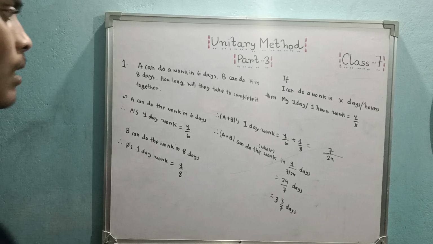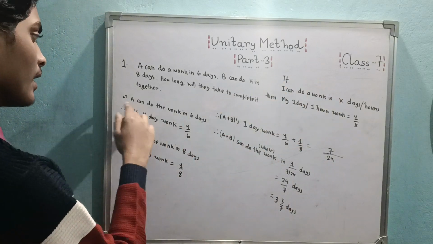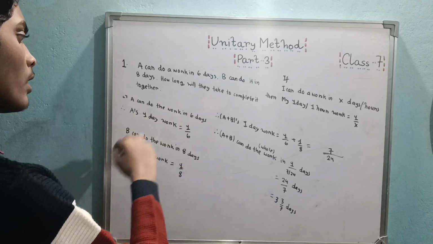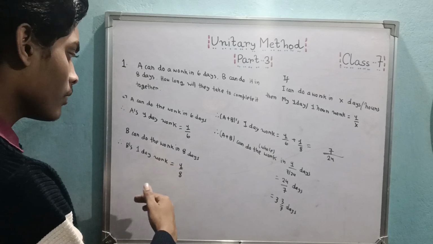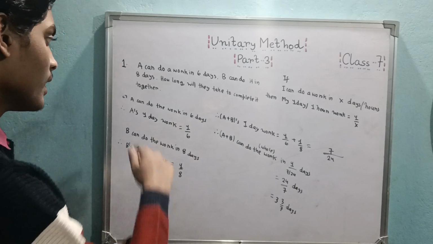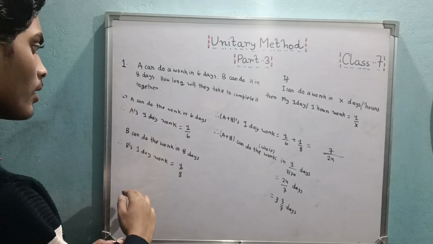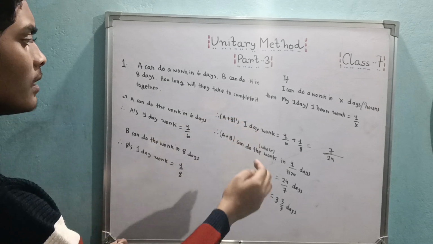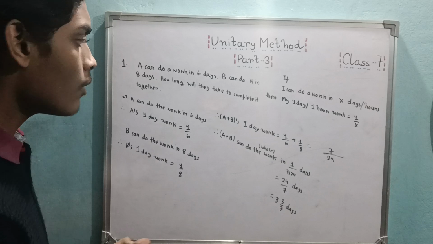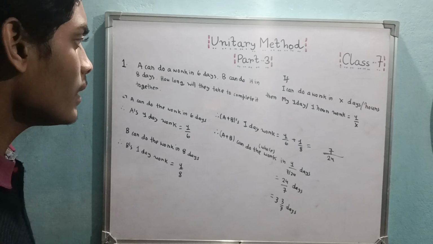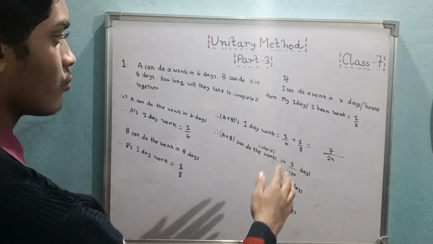So let us just come to 7/24. Using this formula, we can see A can do the work in 6 days, so A's 1 day work is 1/6. B can do the work in 8 days, then B's 1 day work is 1/8. Then A's 1 day work plus B's 1 day work equals A and B's together 1 day work. This is this one. Now see, A and B in 1 day can do this much work.